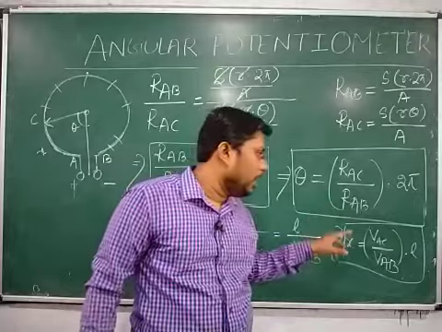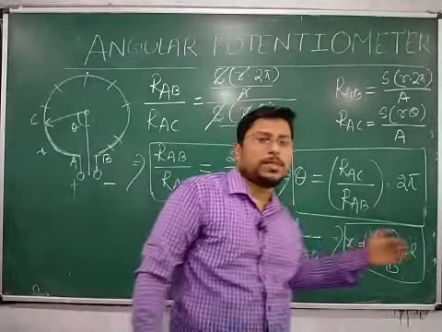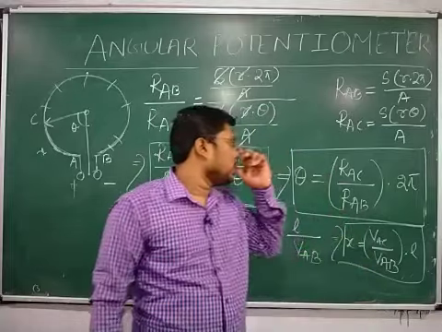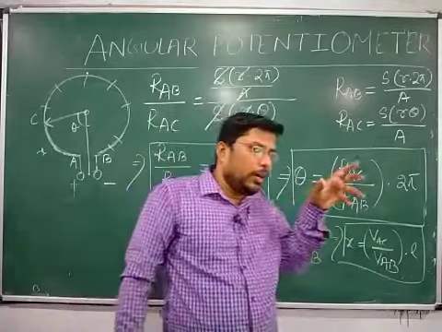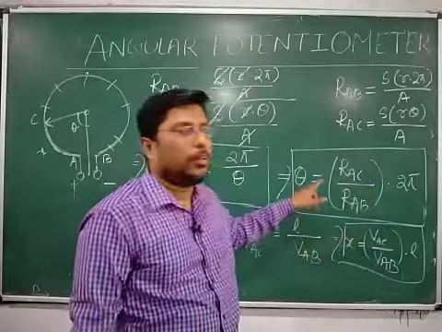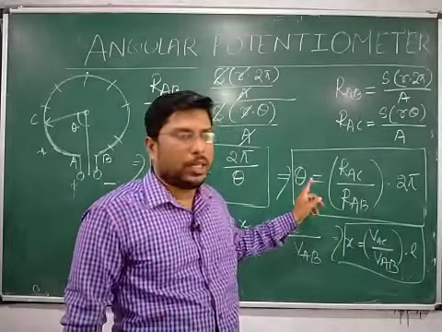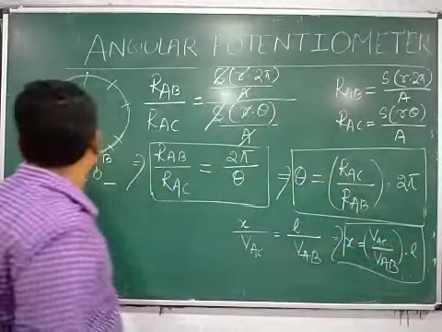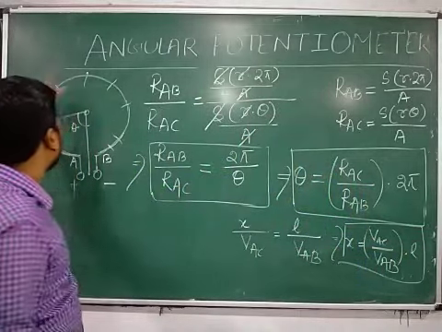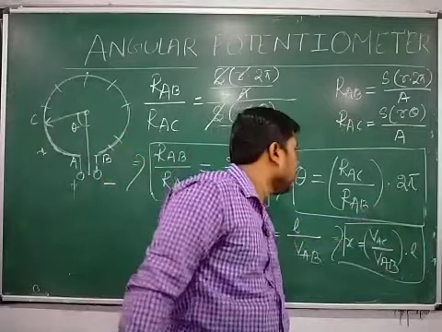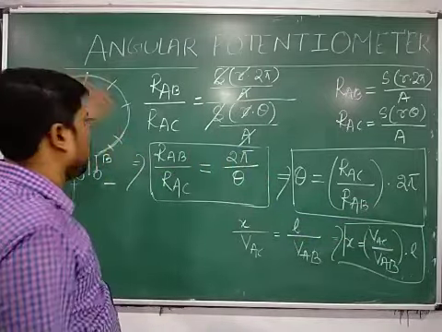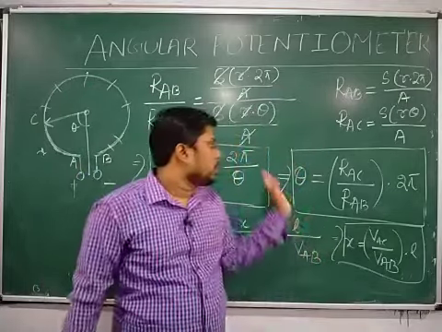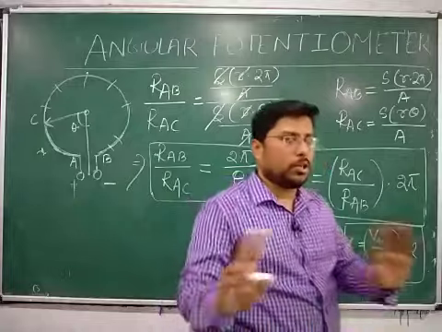Now they are similar. In the linear potentiometer you only have to find the displacement, that's why we are finding the value of x. But in the angular potentiometer we have to find the angular displacement, that's why we are finding the value of theta. So theta will be RAC divided by total RAB into 2 pi. 2 pi is your total length. So this much completes the linear potentiometer and angular potentiometer.